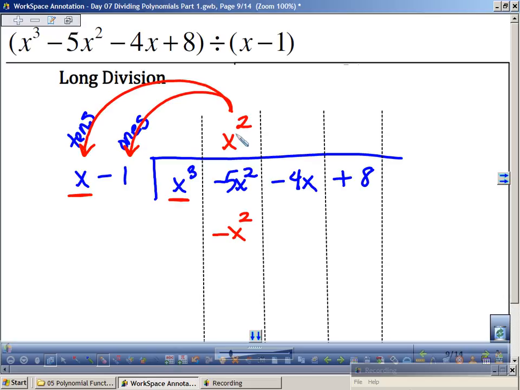Okay. So x squared times x is x cubed. Okay, so that's my multiply. Now I've got to subtract, right? Draw the line and change the sign.